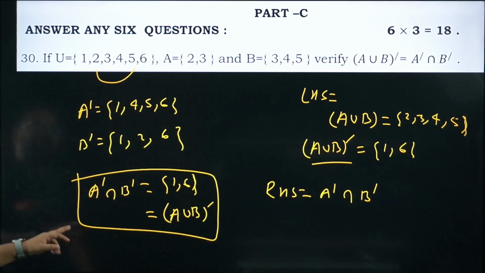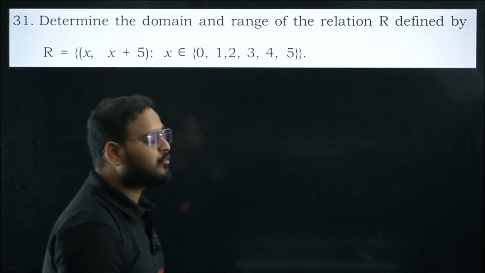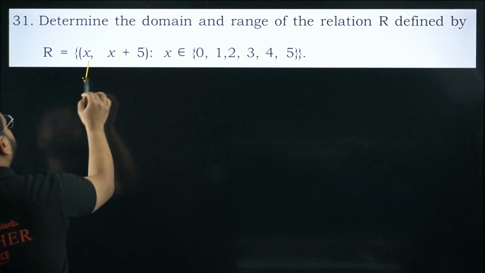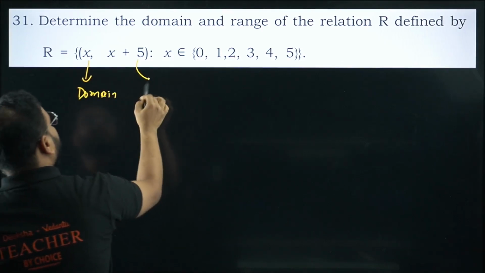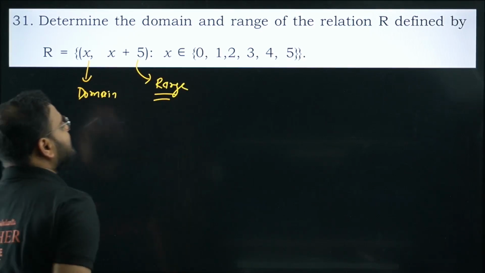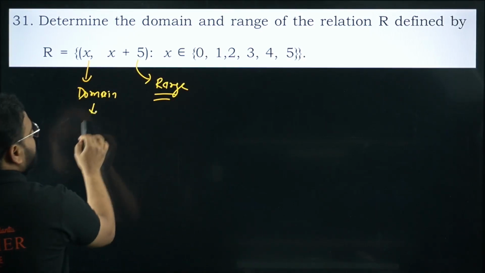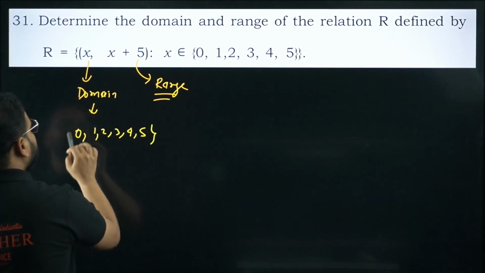Let's move on to 31 now. Determine the domain and range of the relation. How do you solve that? This is the domain and this will remain the range, right? How do you find that? X is given. So your domain will be simply 0, 1, 2, 3, 4 and 5. This is the X value given here.